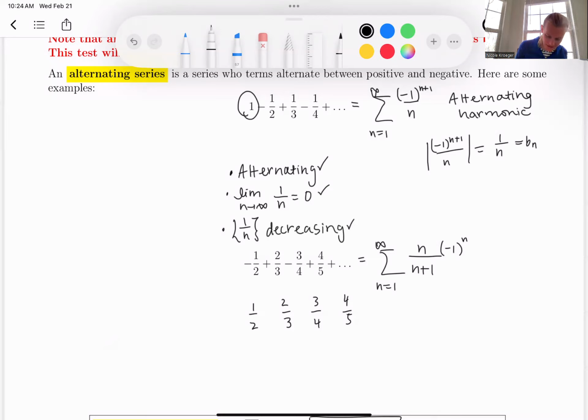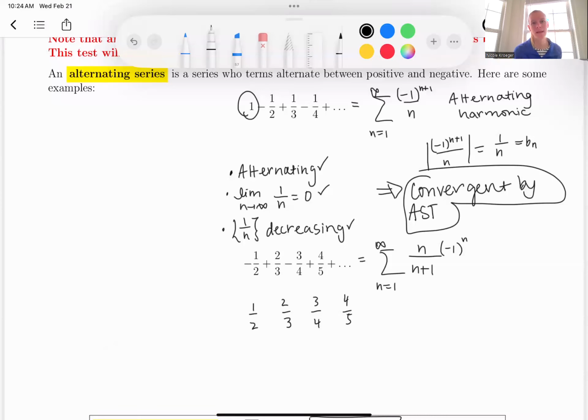Okay, so all three conditions of the alternating series test are met. That means that our series is convergent. So the alternating harmonic series converges, which is kind of interesting. Convergent by the alternating series test, which I'll abbreviate AST.